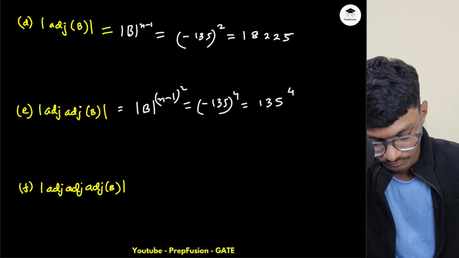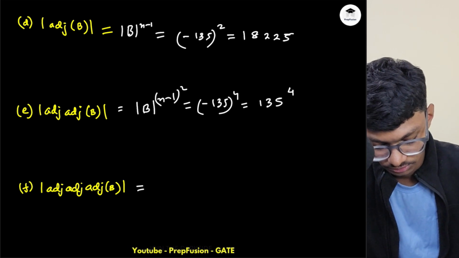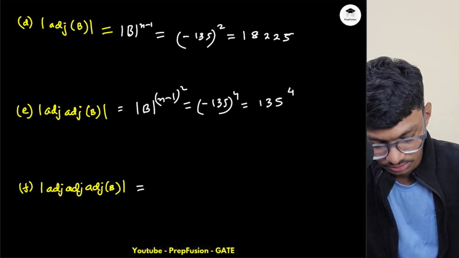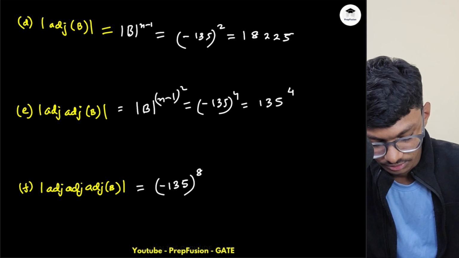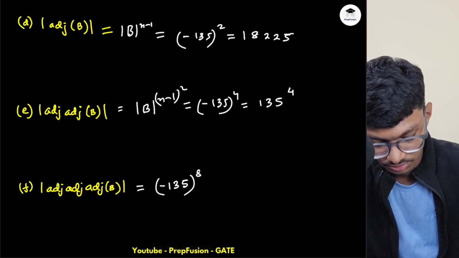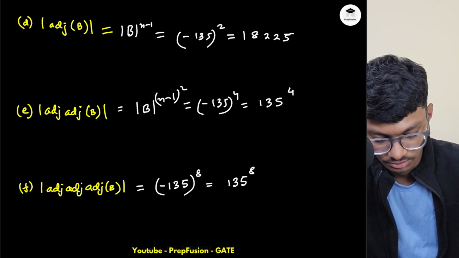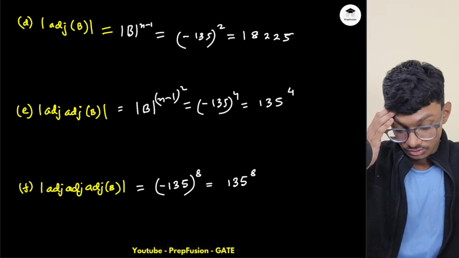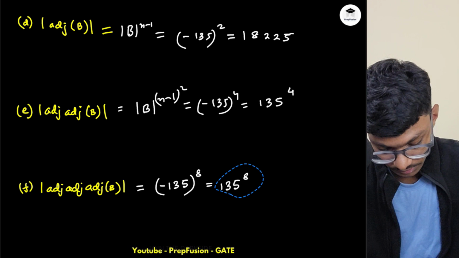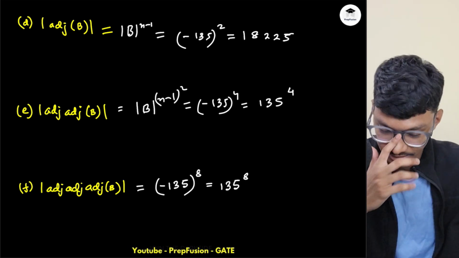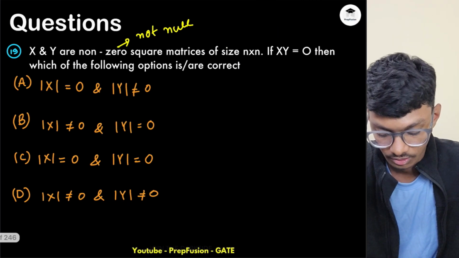Okay, and this is minus 135 whole raised to power 8. So this will be again 135 whole raised to power 8. Okay, so yeah, this is the case basically. So these are the solutions for this question. Now let's move on to the next question.